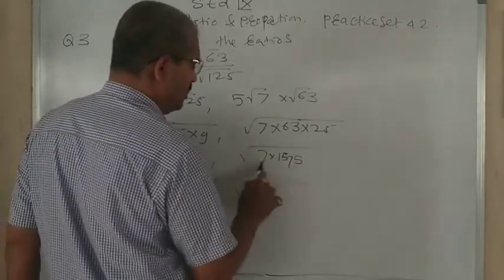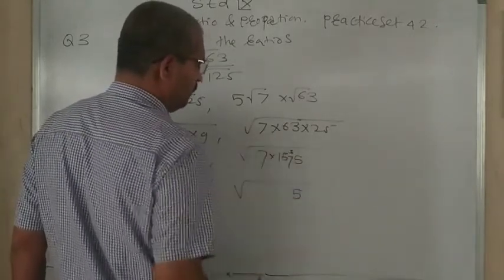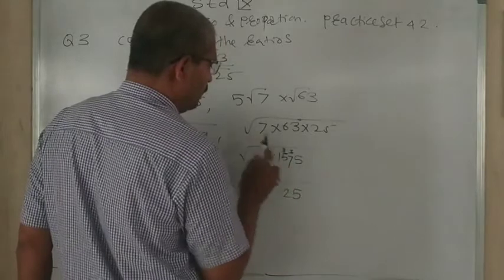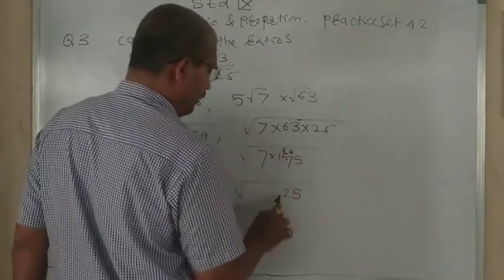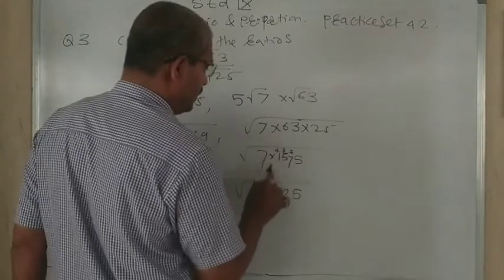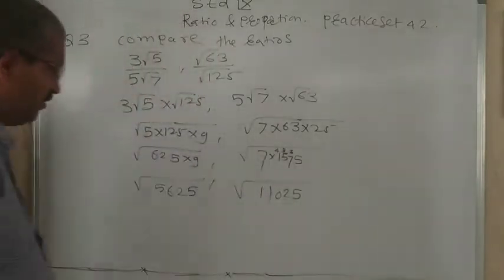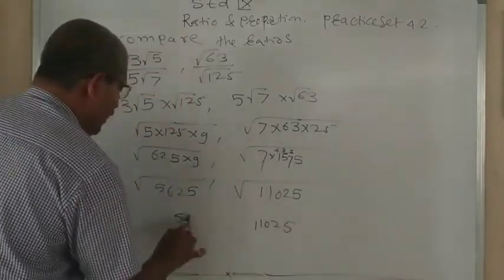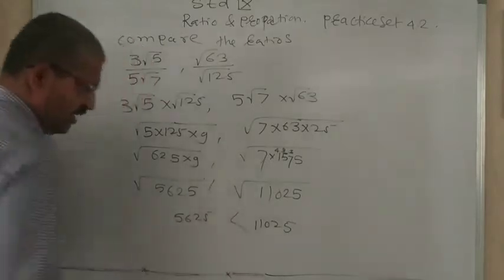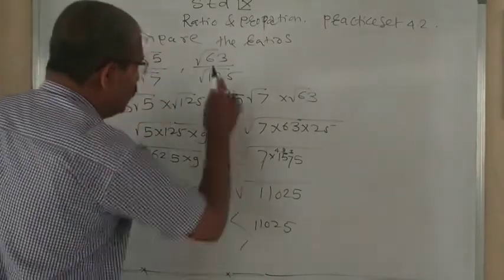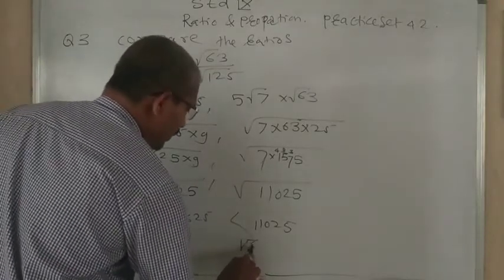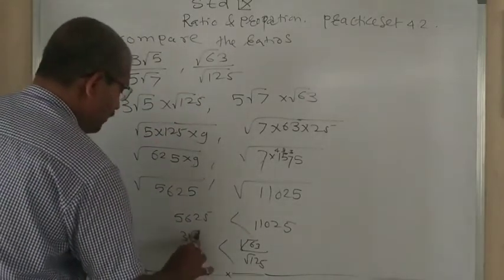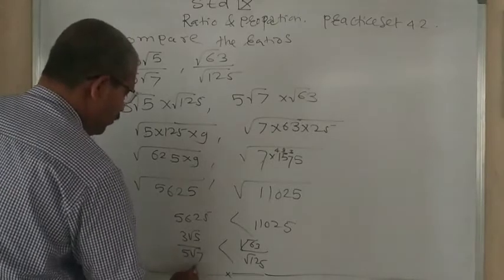Now do multiplication. 7 5s are 35, carry 3. 7 7s are 49, 49 and 3 is 52. And 7 5s are 35, 40, carry 4. 7 1s are 7, 7 and 4 is 11. Means 1105. Now which is greater? 1105 is greater or 5625 is greater? 1105 is greater. And therefore, 3 upon root 63 into 125 is greater than 3 root 5 upon 5 root 7.